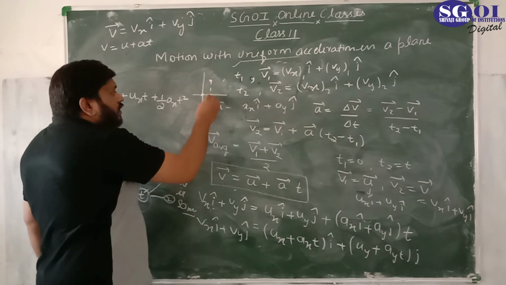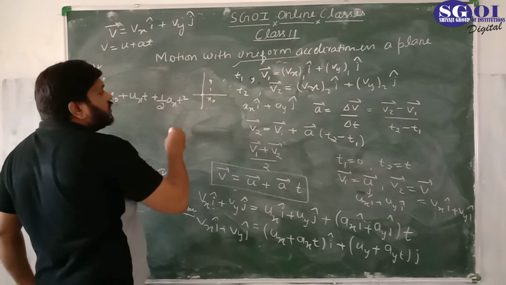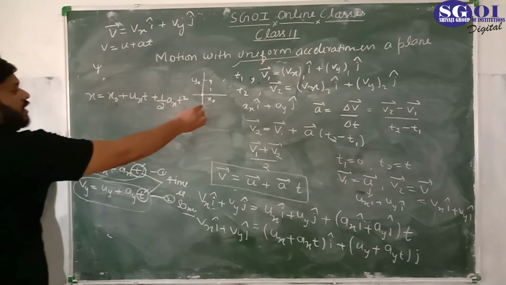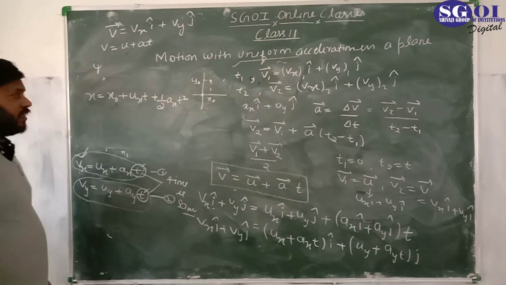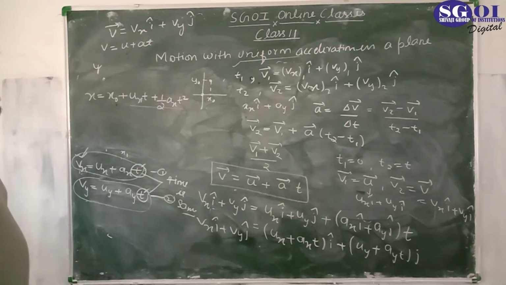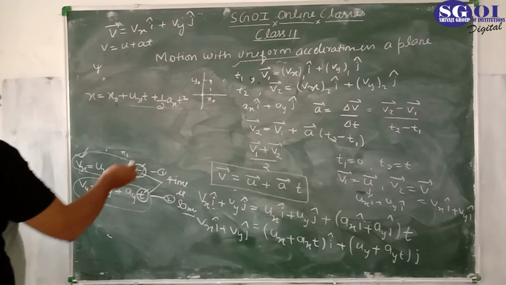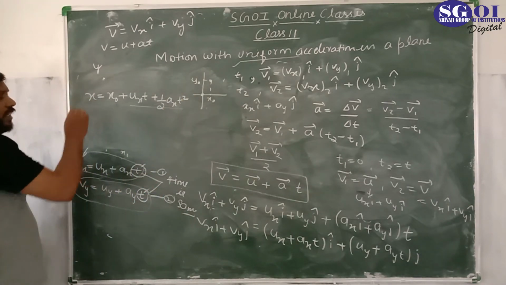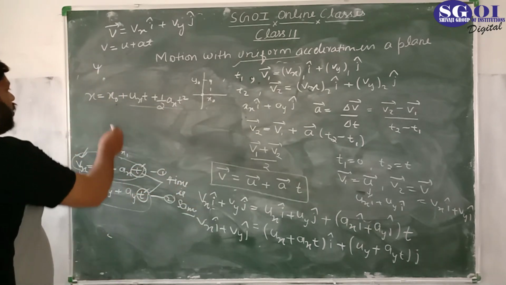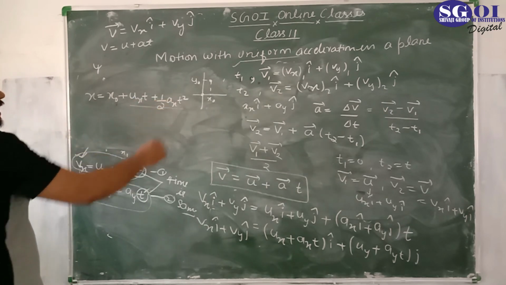So here the x component is x naught, and the y component is y naught. This is the initial position in the x-axis, x naught, and this is the displacement, which is the distance covered after time interval t. So the final position in the x-axis is x equal to x naught plus ux t plus 1 by 2 ax t square.